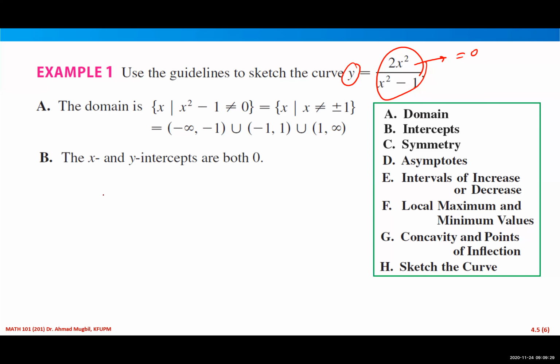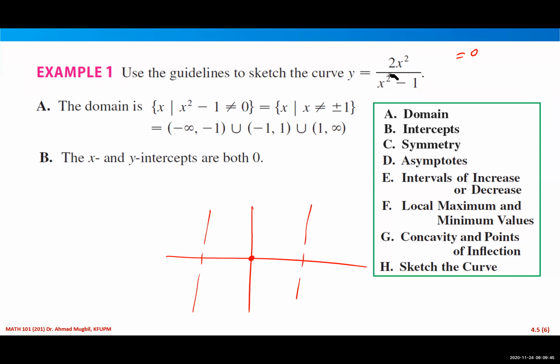So now you have an idea. The graph will pass through the origin. This is one thing that we know about it. And of course, at negative 1 and 1, we may have vertical asymptotes. You need to check, can you simplify here? Can you do anything? No. So I think at negative 1 and 1, we have 2 vertical asymptotes.